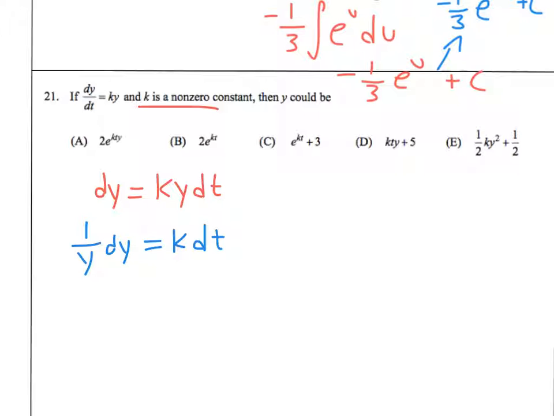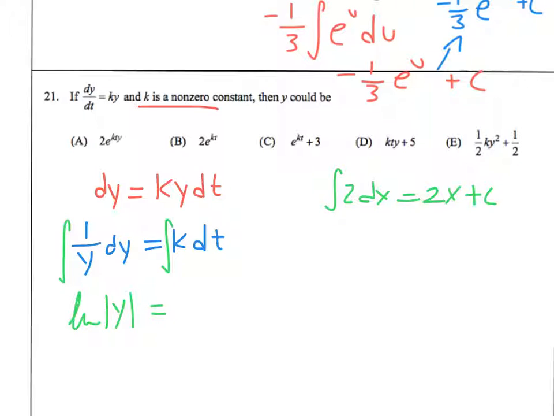Now take the antiderivative of both sides. The antiderivative of 1 over y is going to be ln of the absolute value of y. And for the other side, the antiderivative of a constant, if this was the antiderivative of 2 dx, we'd have 2x plus c. Because this is just a weird constant like k, it's going to be k, and now we're going to do t. And don't forget that plus c at the end of the problem. You need to have that.